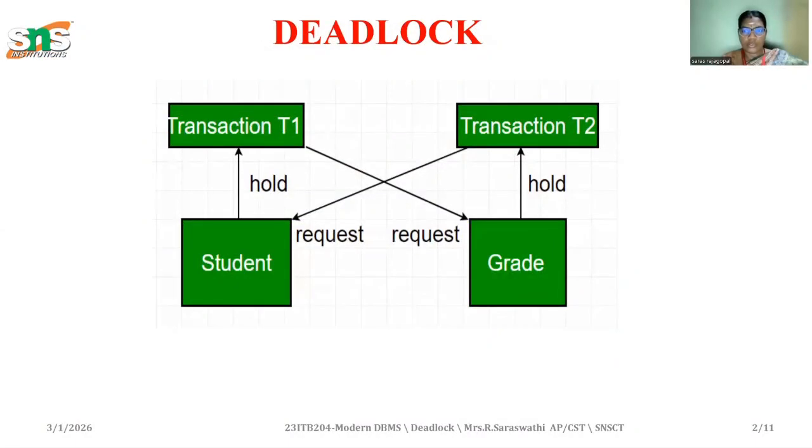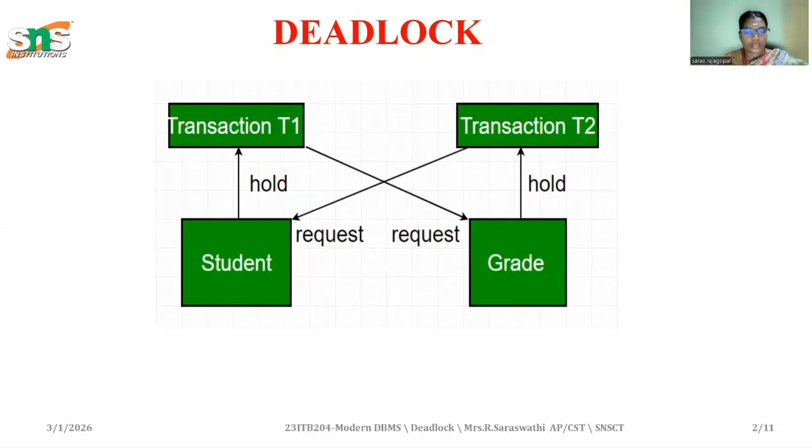Now, we are going to discuss the topic of deadlock. For example, the transaction T1 holds the relation student. The transaction T2 holds the relation grade. The transaction T1 requires another relation, grade, which is held by the transaction T2.